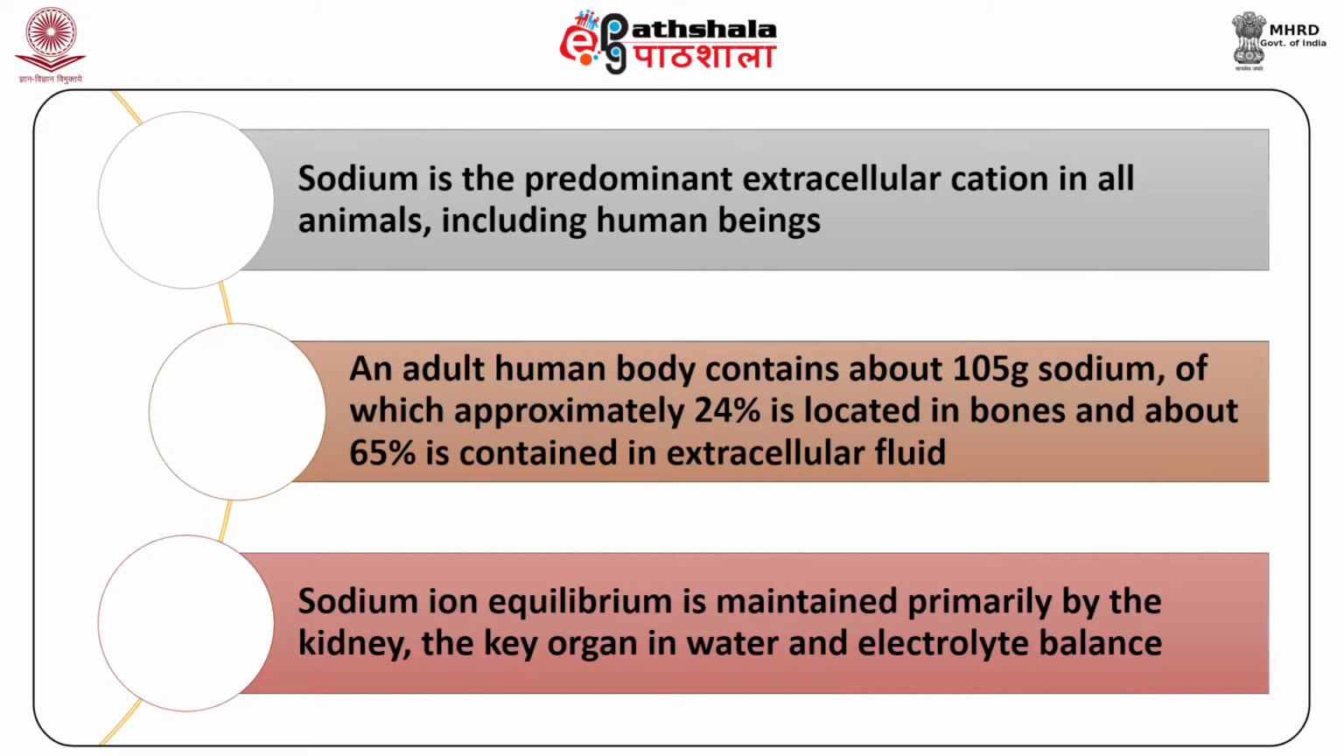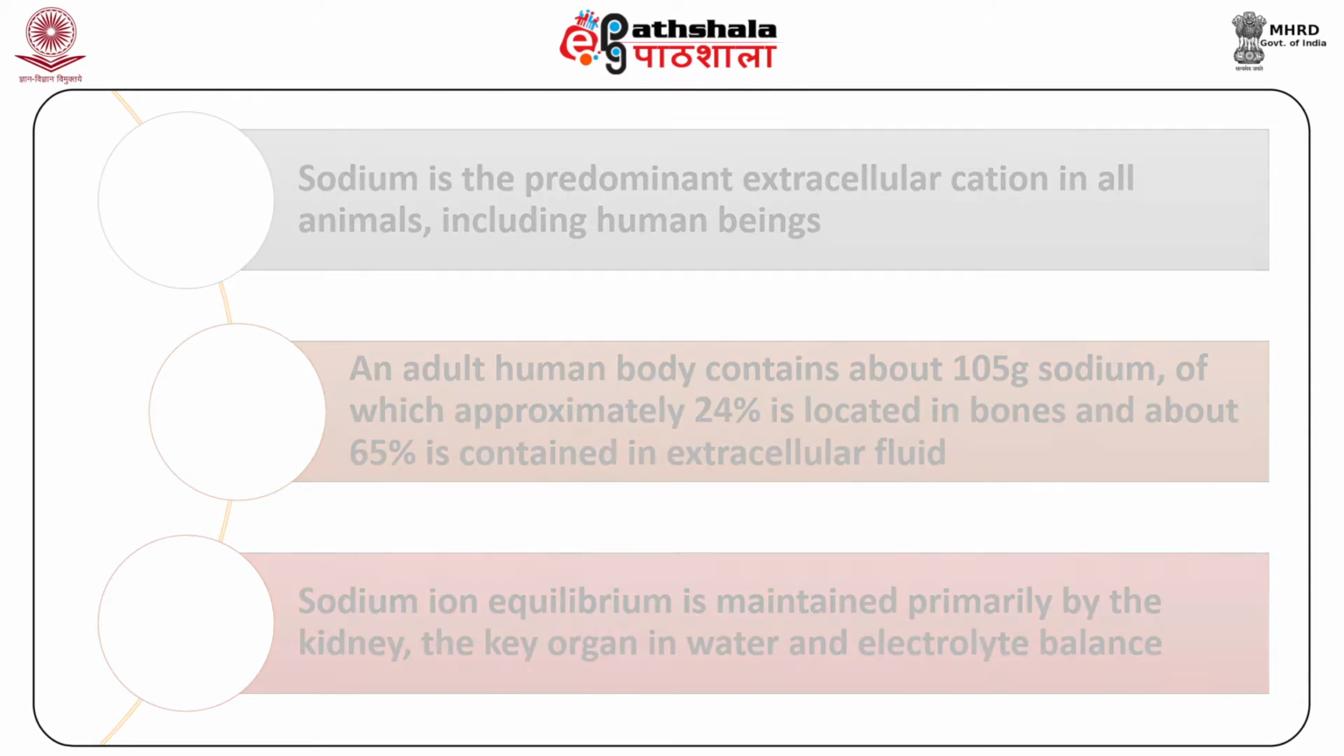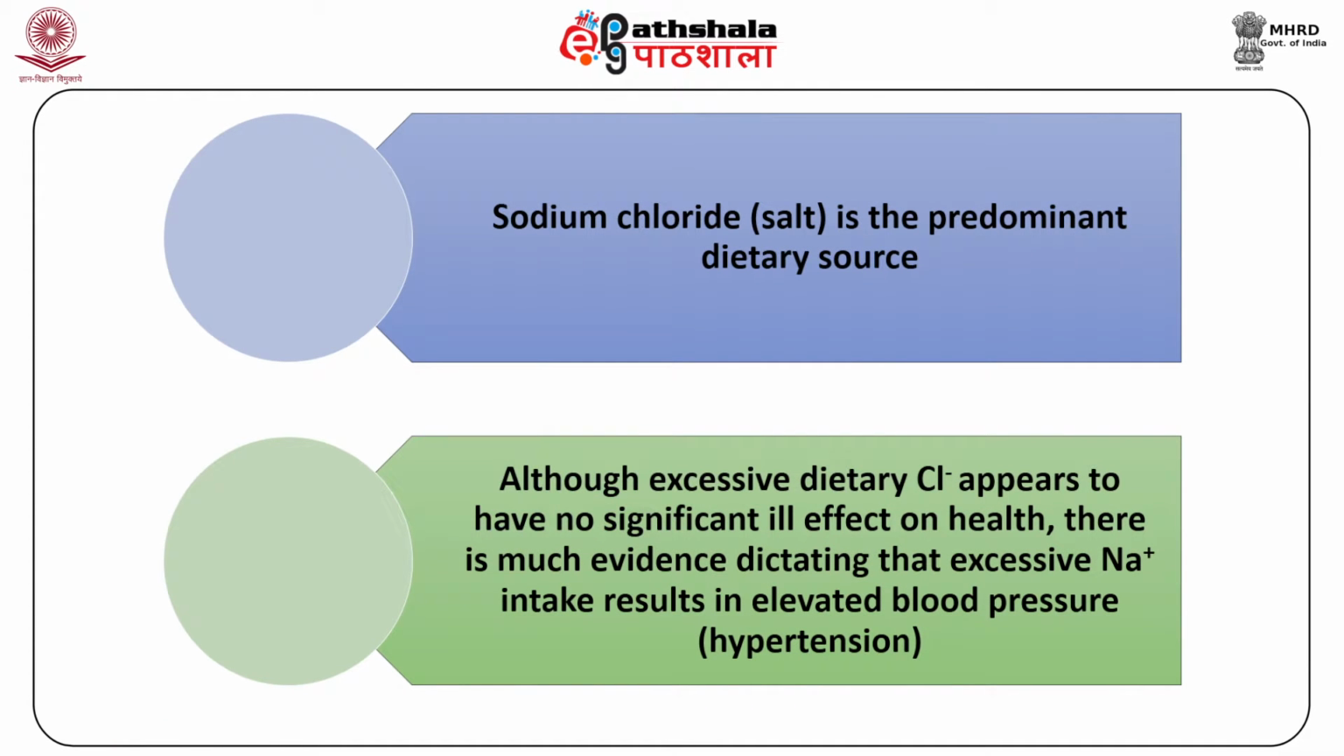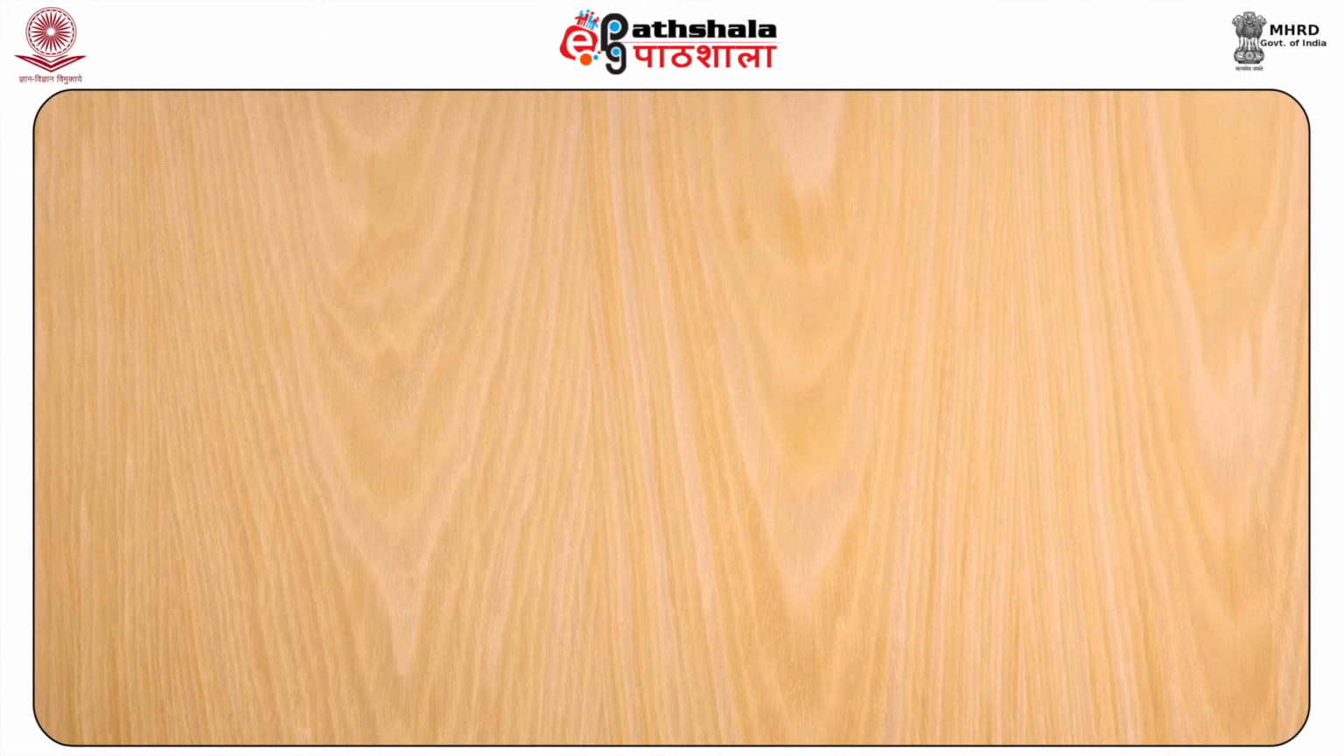Sodium ion equilibrium is maintained primarily by the kidney, the key organ in water and electrolyte balance. Sodium chloride is the predominant dietary source, although excessive dietary chlorine appears to have no significant ill effect on health. There is much evidence indicating that excessive sodium ion intake results in elevated blood pressure, hypertension. Cobalt.